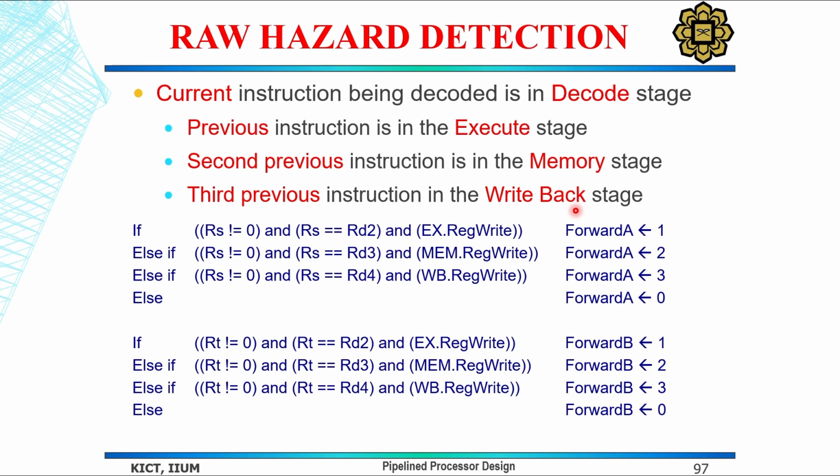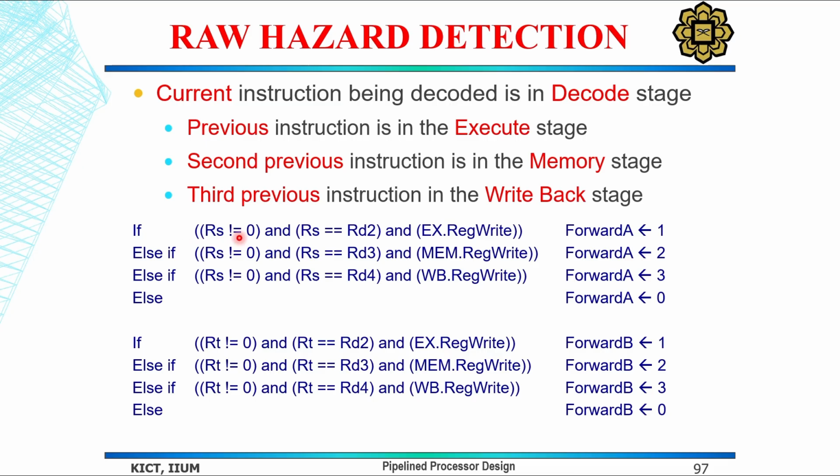Okay, then we have some RAW hazard detection. The current instruction being decoded is in the decode stage, the previous instruction is in the execute stage, and the second previous instruction is in the memory stage. The third previous instruction is in the write back stage. So it checks it like this.